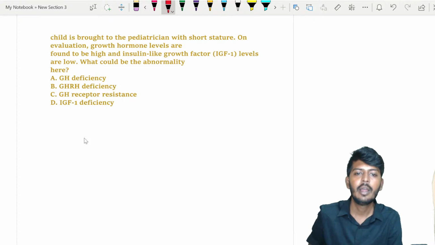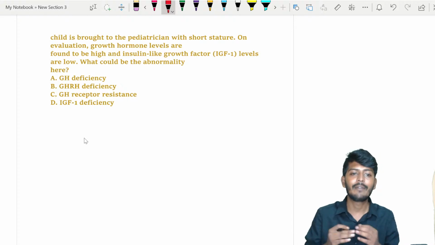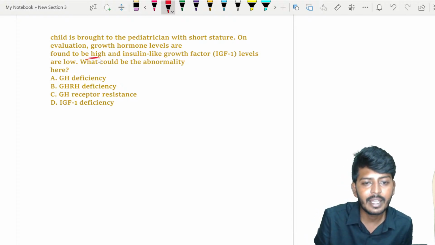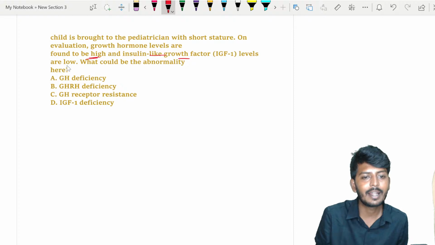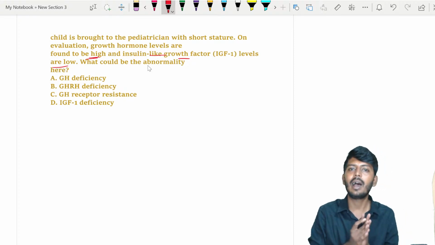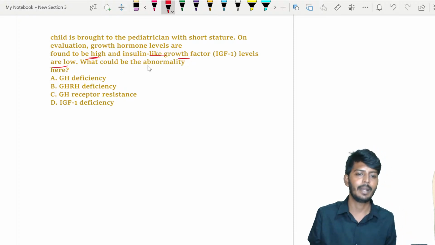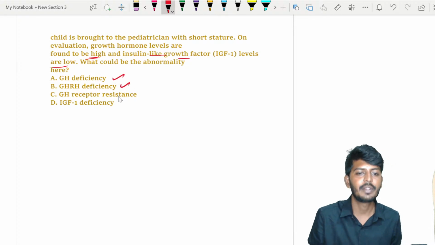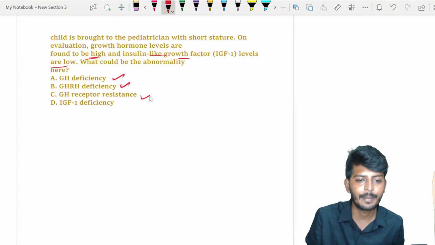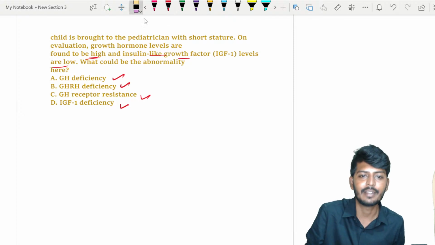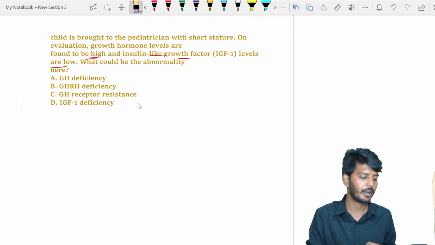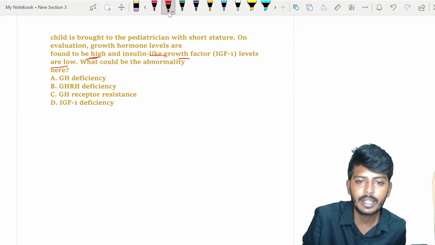A child was brought to the pediatrician with short stature. On evaluation, growth hormone levels are found to be high. Growth hormone is increased and insulin-like growth factor levels are low. What could be the abnormality? Option A, GH deficiency. Option B, GHRH deficiency. Option C, GH receptor resistance. Option D, IGF deficiency. So what is the diagnosis? Okay, let's quickly learn this.